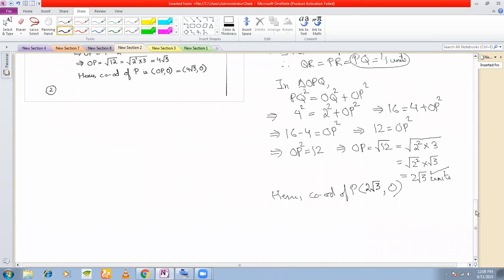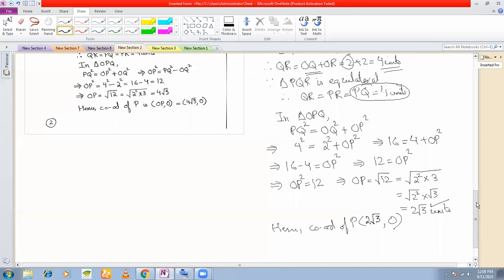Okay. This is how I've got 4 root 3. Okay. There's a mistake here. Yeah, this should be 2 root 3. This should be 2 root 3. Okay. This should not be 4 root 3. This is just a writing error. Correct it. Is it clear now? Or any question you have?